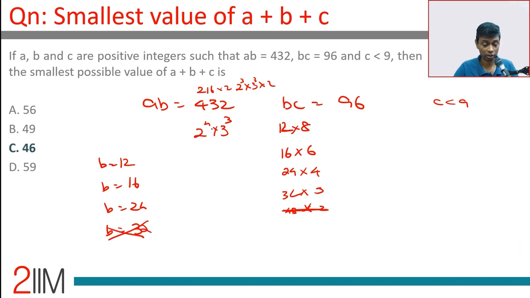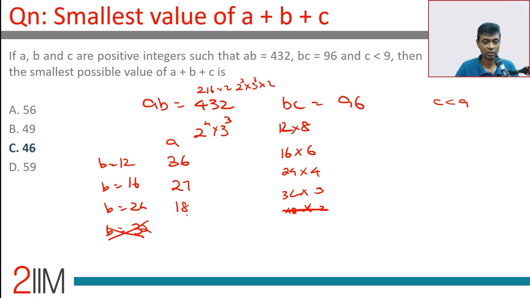A, what should A be? B is 2 square into 3. A should be 2 square into 3 square, remaining 36. B is 16, A is 27. B is 24, 2 cube into 3, 2 into 3 square, A should be 18.